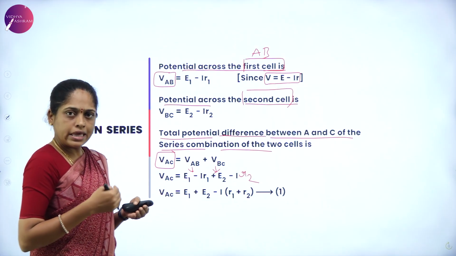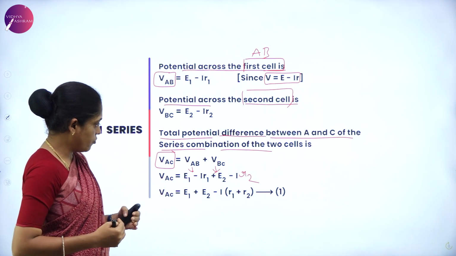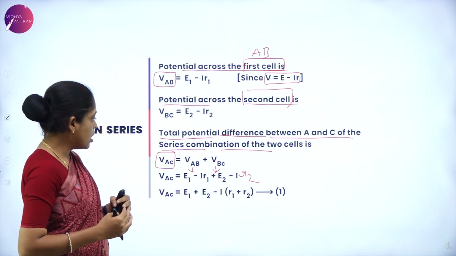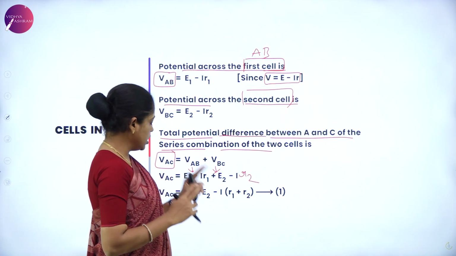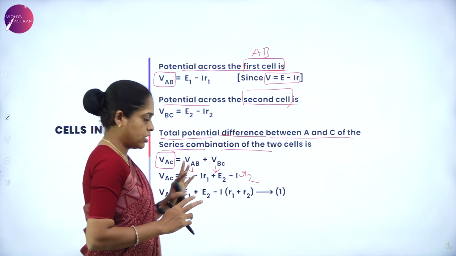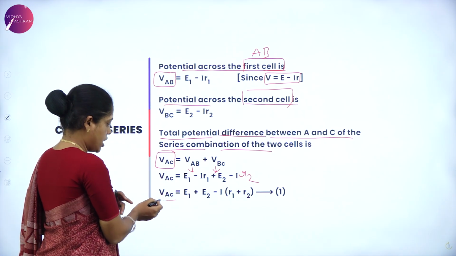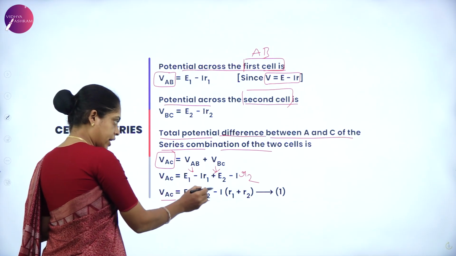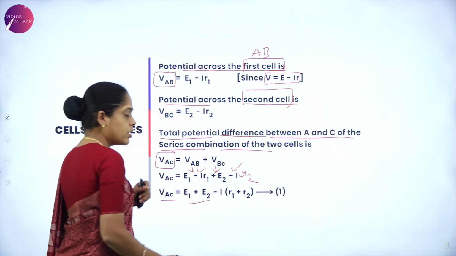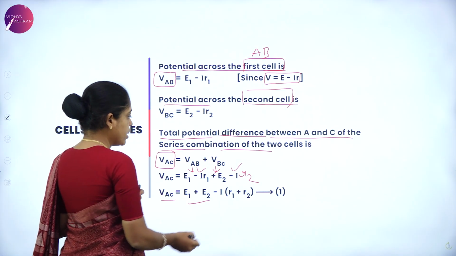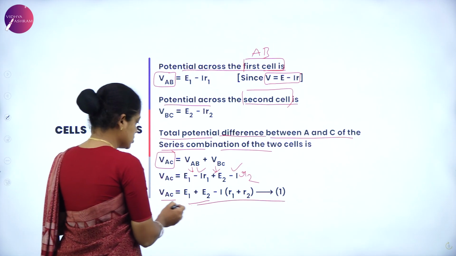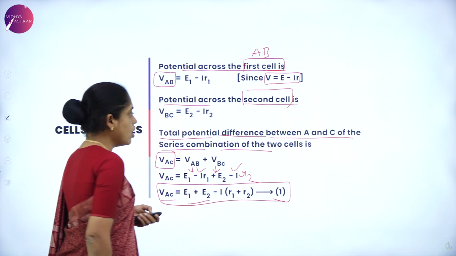Let us consider all the EMF terms on one side, and we can take the current as common and write the internal resistances in the bracket. In the next step, VAC is equal to E1 plus E2 minus I, which is common in these two terms, and in the bracket we have R1 plus R2. Consider this as equation 1.